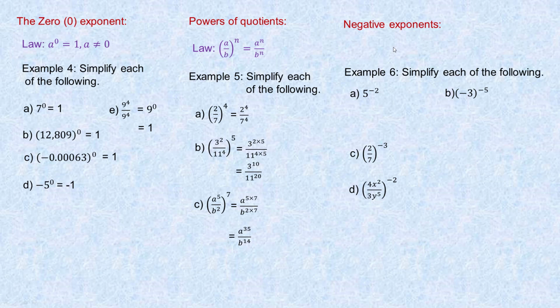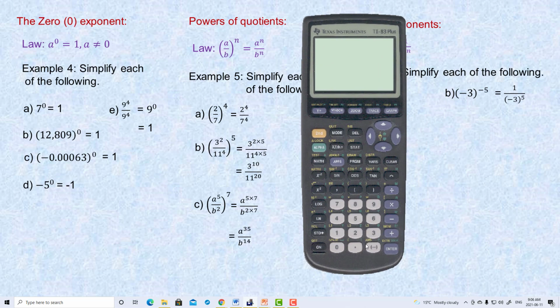And the last exponent rule or law: if we have a negative exponent, a to the negative n is equal to 1 over a to the n. So for example, if I have 5 raised to the negative 2, that's 1 over 5 squared. Of course, that's 25, so you could write this as 1 over 25 if you wanted to evaluate it. In B here, same idea. It'd be 1 over negative 3 raised to the positive 5. And again, if you wanted to evaluate that, it would be negative 3 to the 5th, so it would be negative 1 over 243.